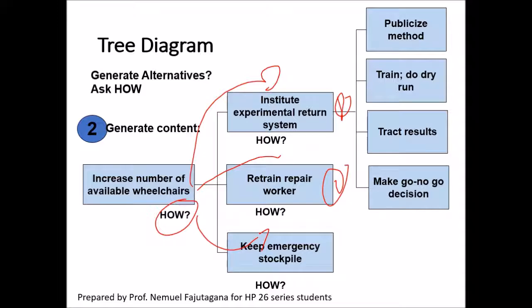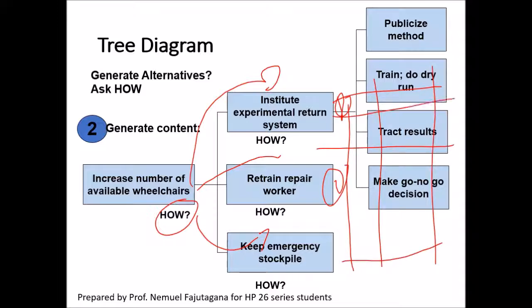The role of the tree diagram is for you to identify the possible alternatives. But it will not tell you what will be our alternative. We still have to select. Diba, ito tatlo eh. Keep emergency stockpile. Retrain repair worker. Institute experimental return system. Now, you still need to do a matrix for this. Ano to? Based on fund requirement, expertise, sort of thing, right? You need to still run a decision matrix at the end of the day.